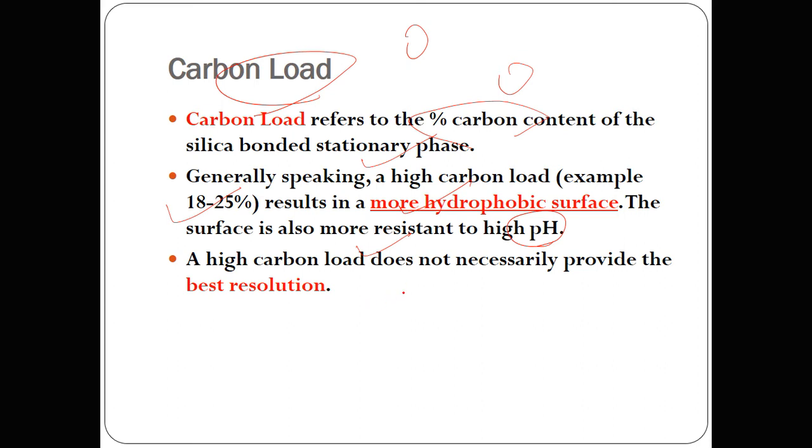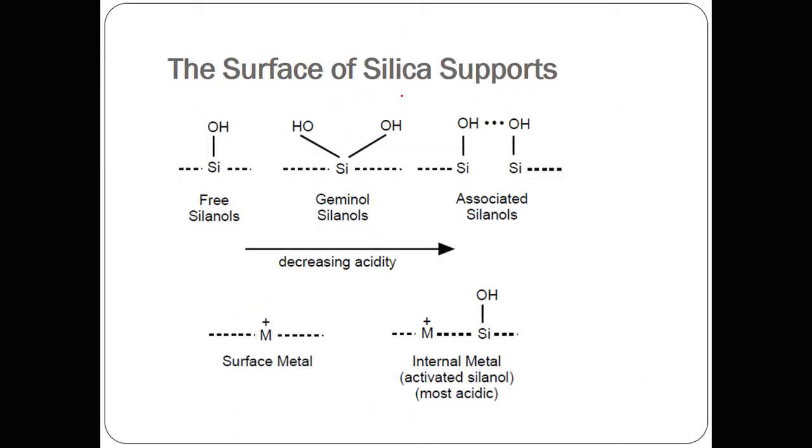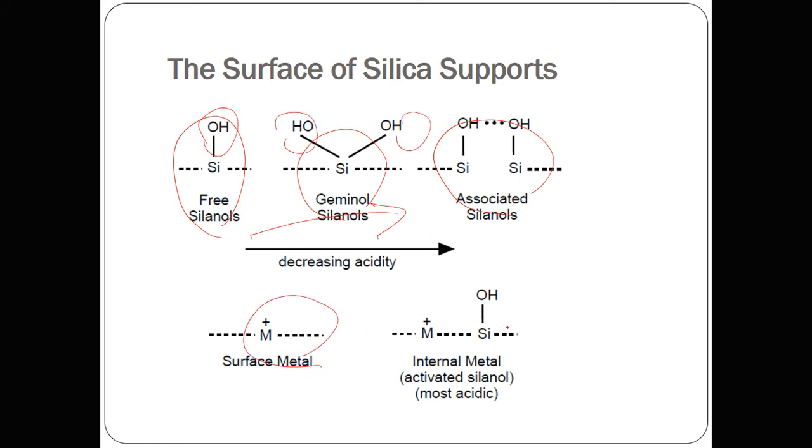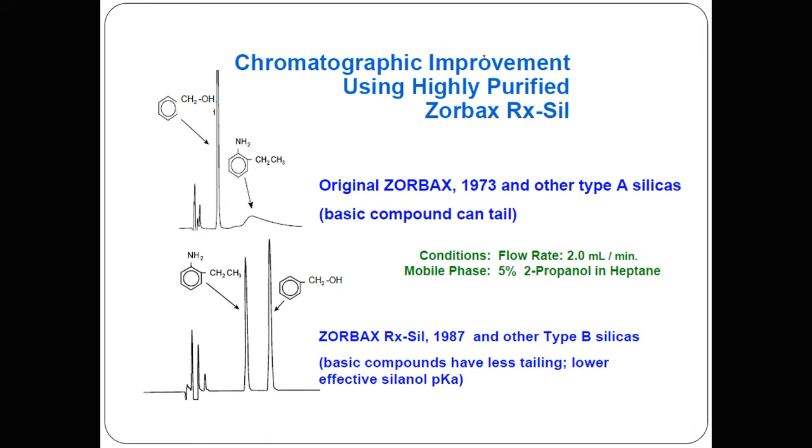A high carbon load does not necessarily provide better resolution, and this is true. The surface of silica supports: here I have given free silanols, here geminal silanols, and here associated silanols, decreasing in acidity. And here are surface metal and internal metal activated silanol, the most acidic.